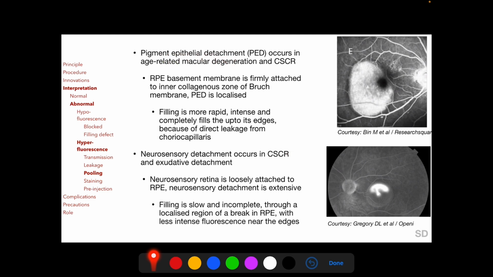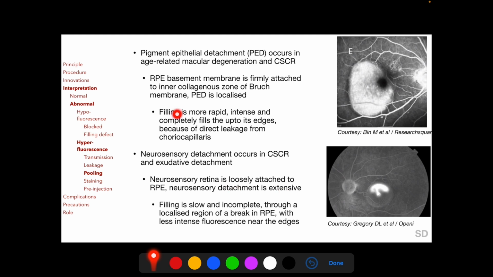Pigment epithelial detachment can occur in age-related macular degeneration and central serous chorioretinopathy, and neurosensory detachment showing a leakage pattern of hyperfluorescence can occur in central serous chorioretinopathy and exudative detachment. Retinal pigment epithelium basement membrane is firmly attached to the inner collagenous zone of the Brooks membrane, and so the pigment epithelial detachment is localized. Neurosensory retina is loosely attached to the retinal pigment epithelium, and so the neurosensory detachment is extensive.